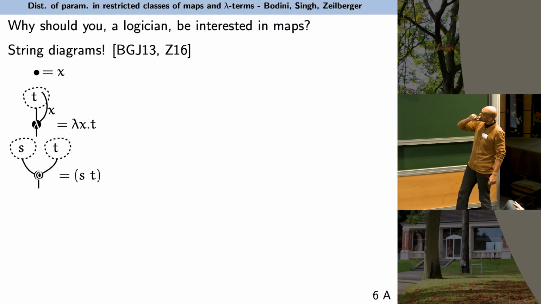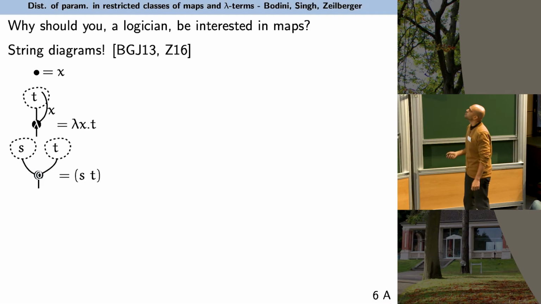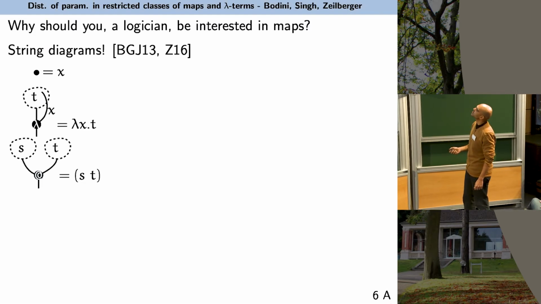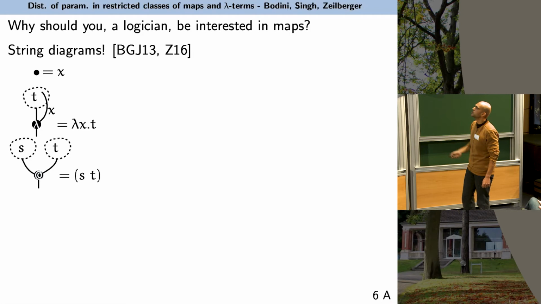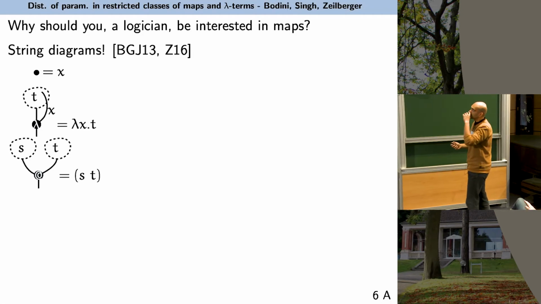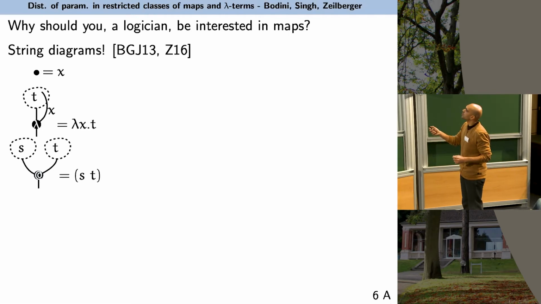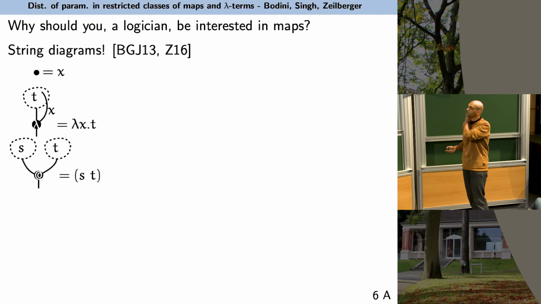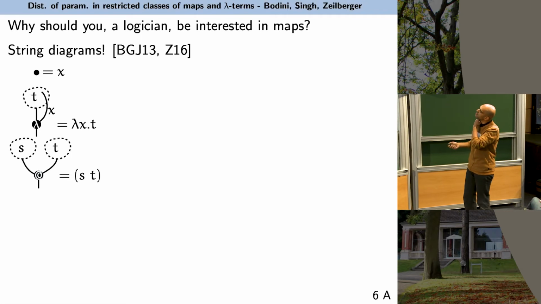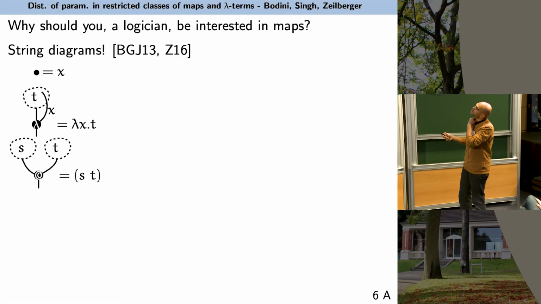So why would the logician, for example, be interested in maps? And we have some logicians here, so this is a legit question to ask. The answer is given by string diagrams, which appear in the work of Bodini, Gardy, and Jacquot, and also in the work of Noam Zeilberger. String diagrams essentially are a pictorial way of representing the grammar we already talked about, where a vertex represents a variable, a free variable.